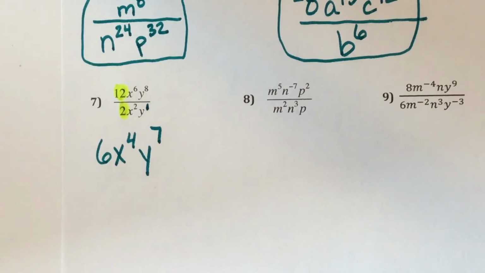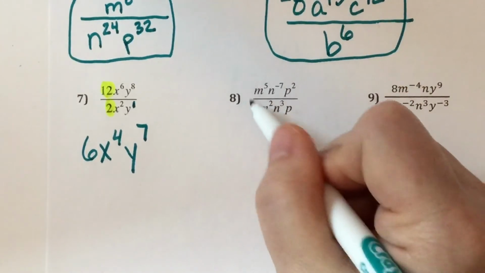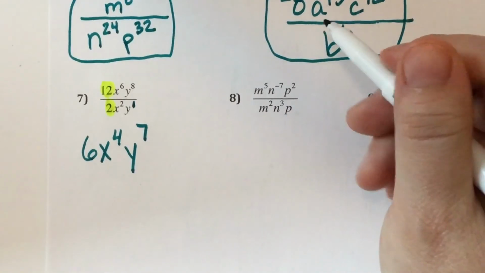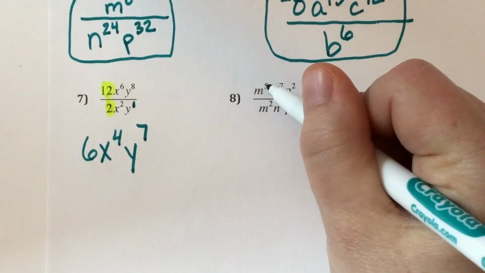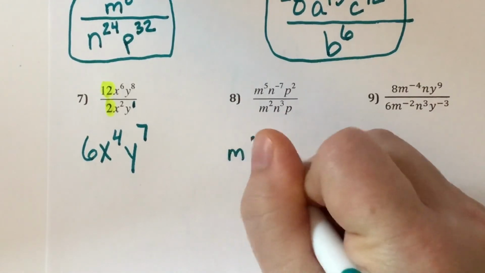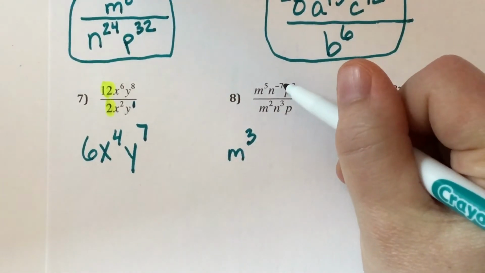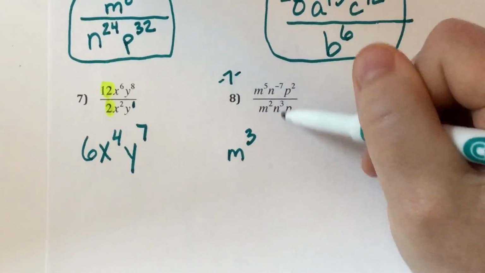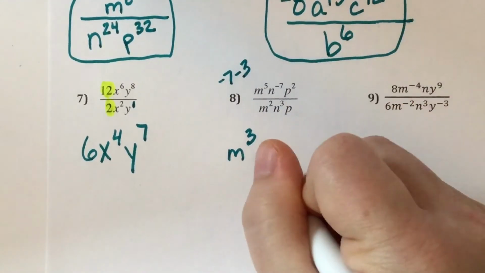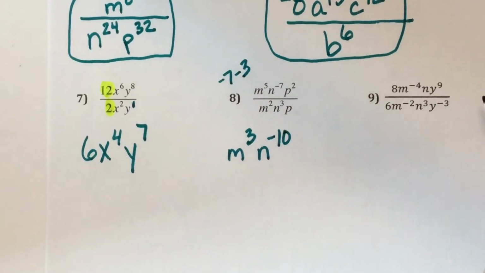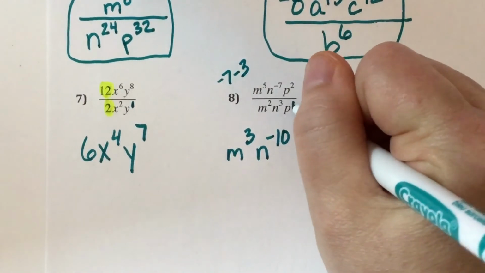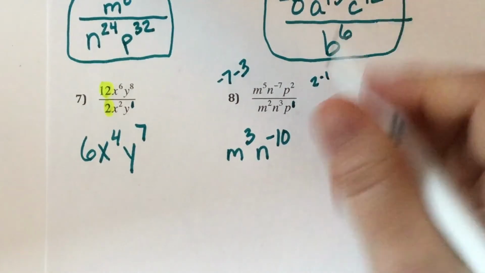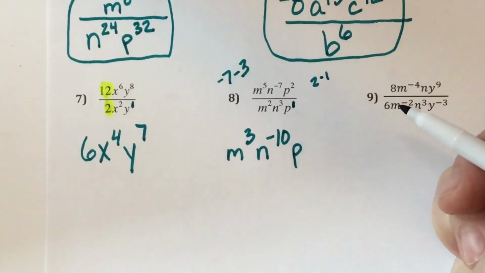Okay, let's look at number 8. Now, number 8 doesn't have any front numbers to divide, so I go straight into subtracting exponents. When you divide, you have to subtract. So 5 minus 2, that's 3. How about negative 7 minus 3? Negative 7 minus 3. That's a negative 10. Use your calculator if you have to. And when you don't see the exponent, it's a 1. So 2 minus 1, that's 1. So p to the 1 or just p.